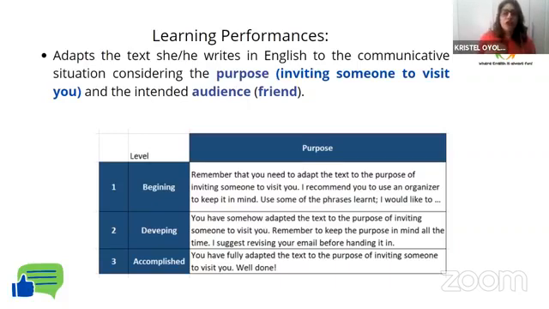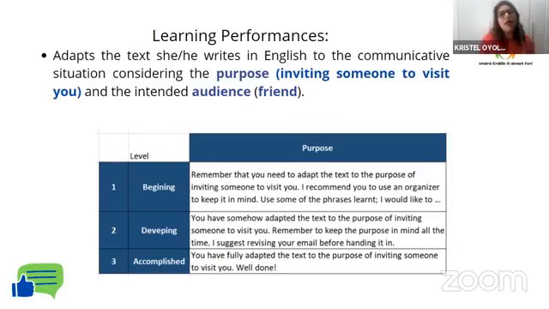So you have somehow adapted the text to the purpose of inviting someone to visit you. Strategy: remember to keep the purpose in mind all the time. I suggest revising your email before handing it in. Yes, so I'm giving some ideas at the same time.